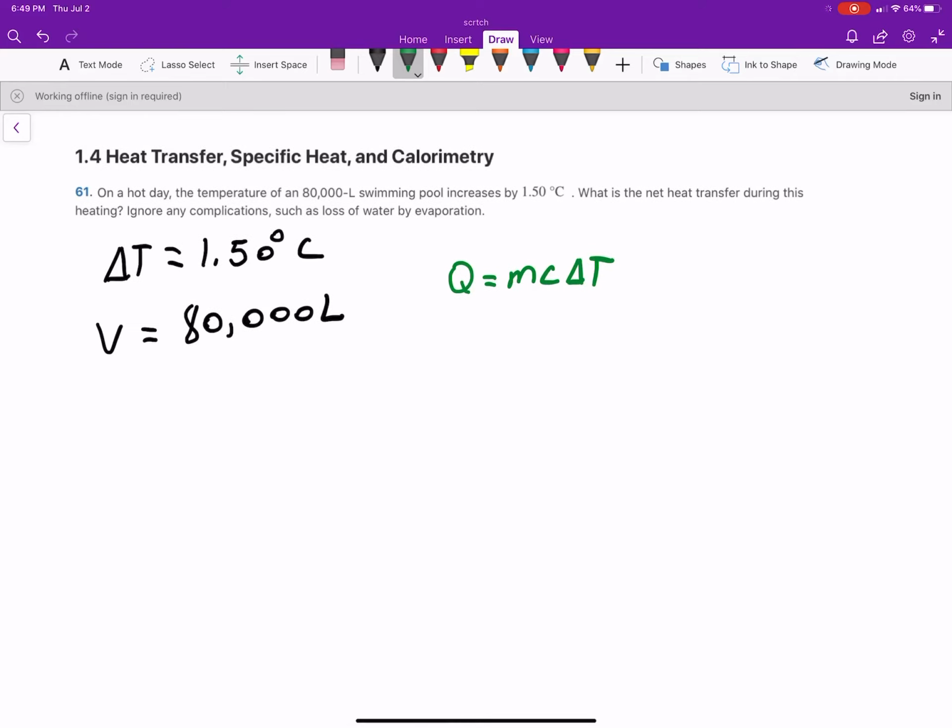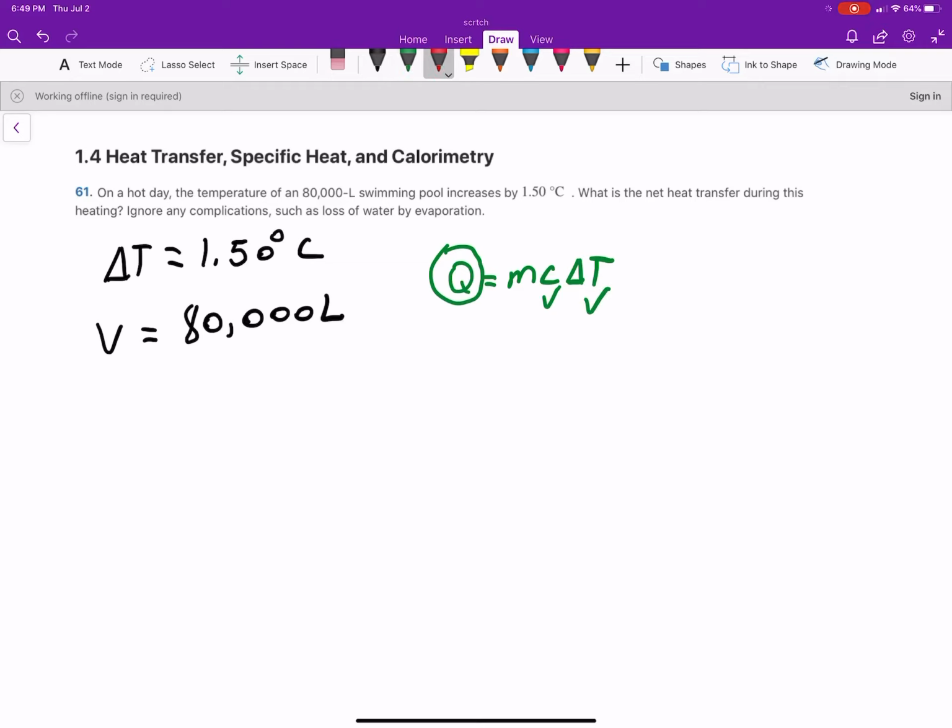So we know delta T. c we have to look up, and this is all. Q is what we ultimately want. Usually they give you some sort of chart for this. I have c for us, and we know this.